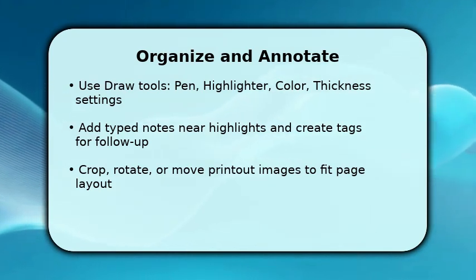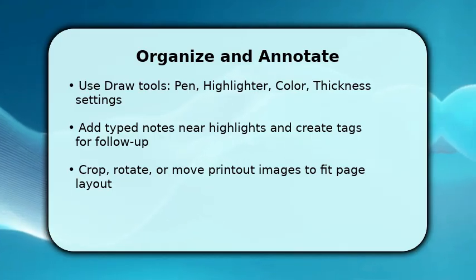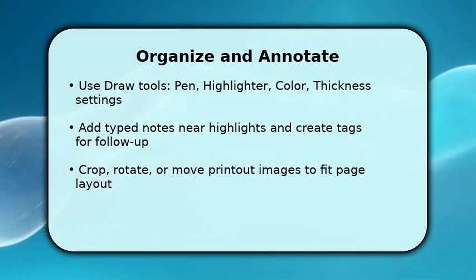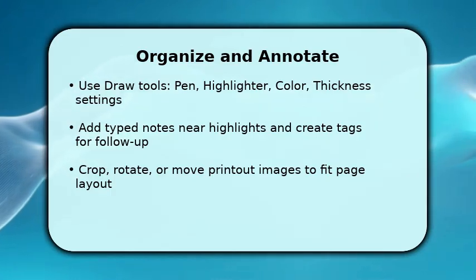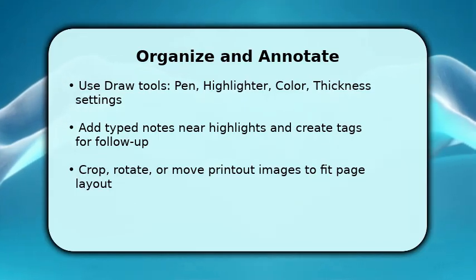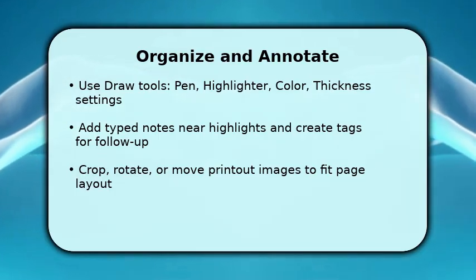Use draw tools, pen, highlighter, color choices, and thickness to mark key text. Pen strokes become searchable with ink-to-text later. Add typed notes beside highlighted areas and apply tags like important or question to index action items. If layout feels off, crop or rotate the printout images and move them to balance margins. Once organized, sections and pages help you retrieve annotations fast.